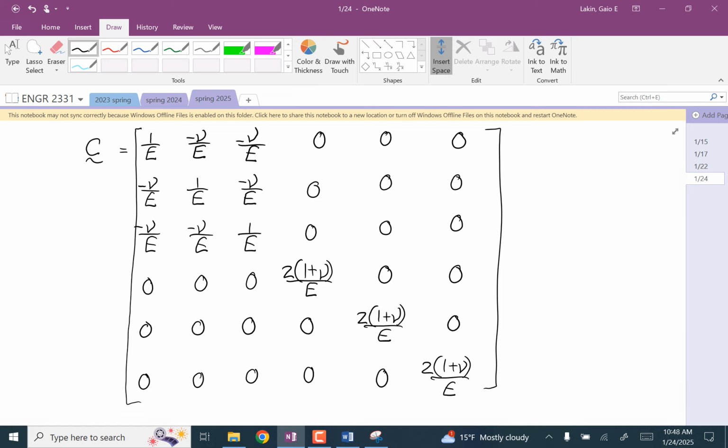Okay, so with this matrix, if you know the Young's modulus and the Poisson's ratio, then anytime you know the stress, you can calculate the strain at a given point. And also, anytime you have the strain, you can calculate the stress. That's just less common for us. Okay.